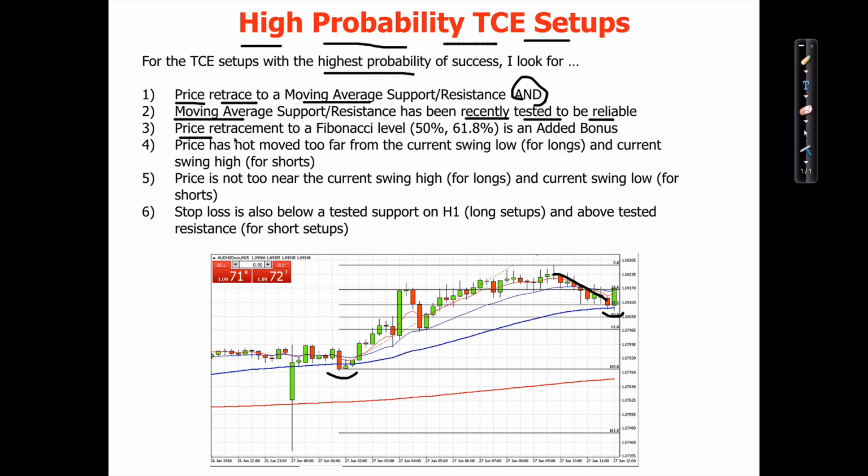Next, the price should retrace to a Fibonacci level of 50% or 61%. Now, this is a bonus. It is not a must. So I will take it even if it's not a Fibonacci level.